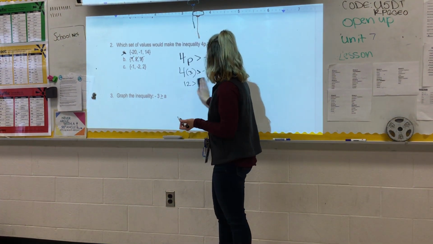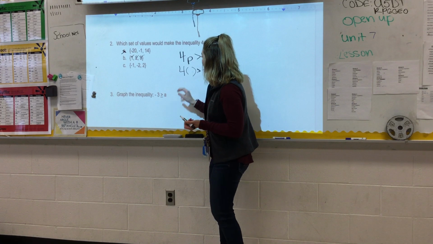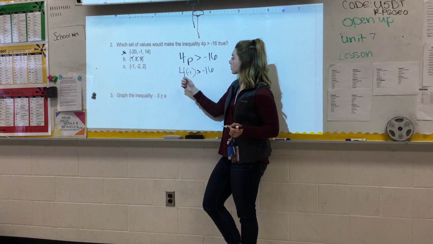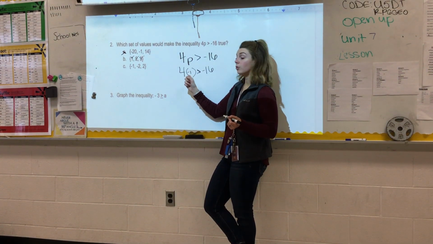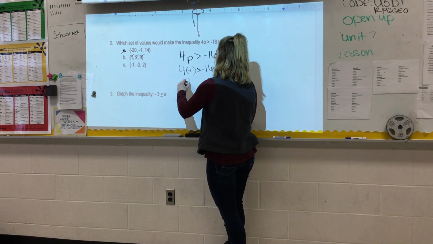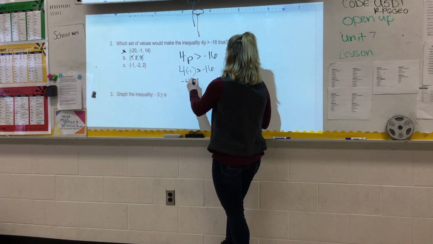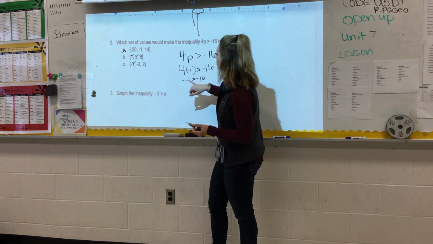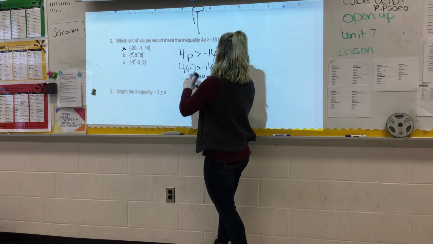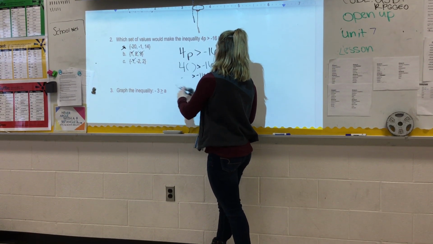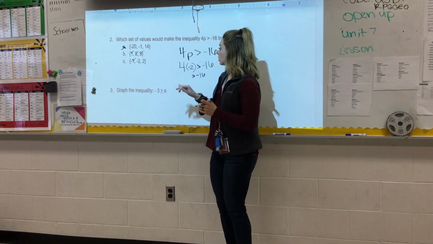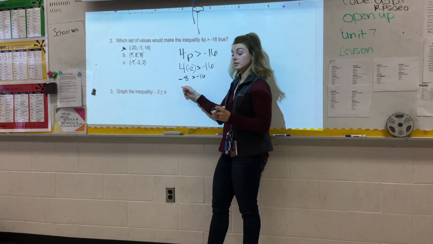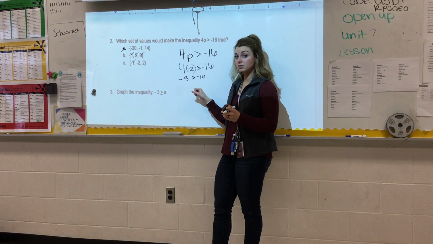Answer choice C has negative 1 as the first choice, and so 4 times negative 1 would just be negative 4. And negative 4 is greater than negative 16. So this would work. So then the next one is 4 times negative 2. So if we have negative 2 4 times, that's going to give us negative 8. And is negative 8 greater than negative 16?